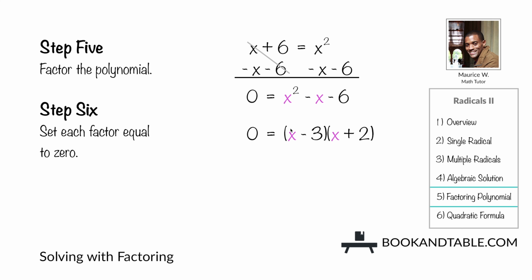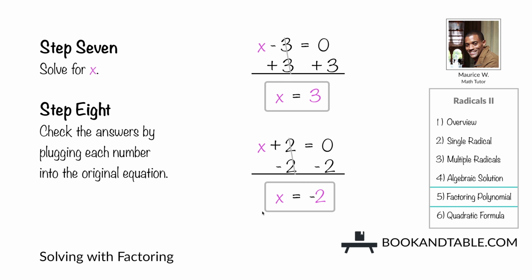And now step 6, you want to set each factor equal to 0. So x minus 3 is equal to 0, and x plus 2 is equal to 0. And now we solve for x. So x minus 3 is equal to 0, so we add 3 to both sides, leaving us with x is equal to 3 as one potential answer. And then our second factor, x plus 2 is equal to 0. You subtract 2 from both sides, leaving you with x is equal to -2 as our second potential answer.